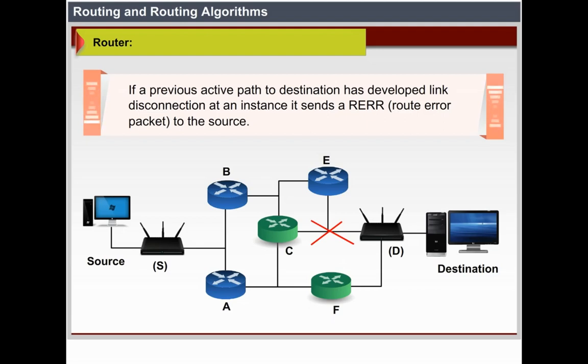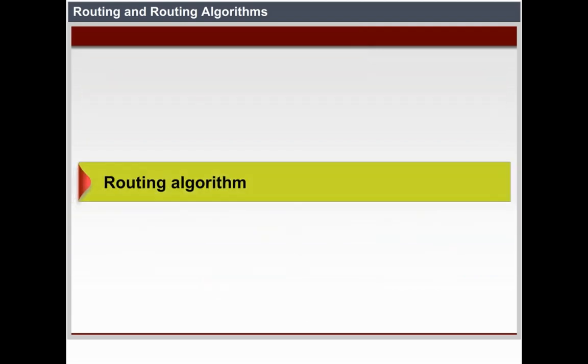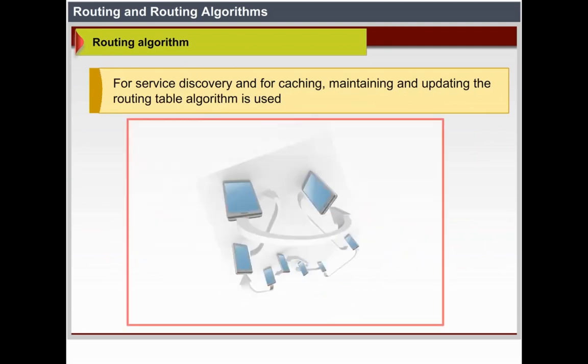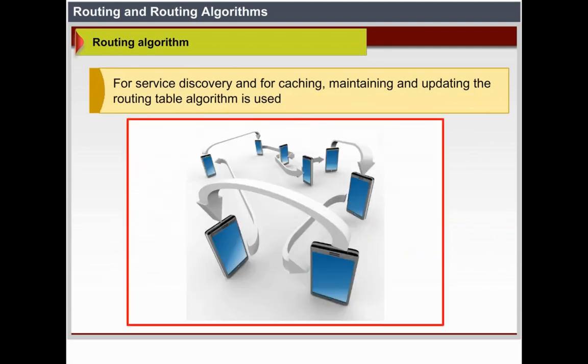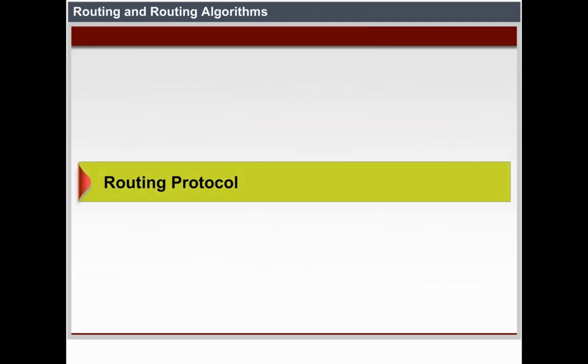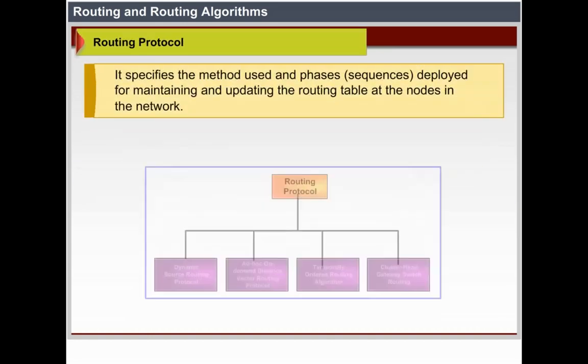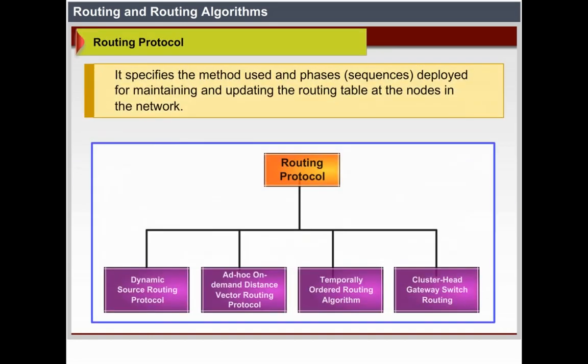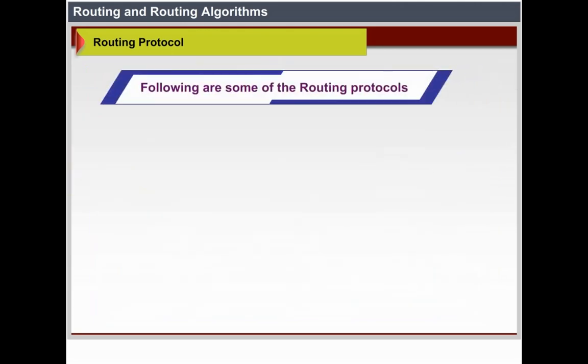Routing algorithm. Algorithm used for service discovery and for caching, maintaining and updating the routing table. Ad hoc networks are deployed for routing, target detection and service discovery. A routing protocol specifies the method used and phase sequences deployed for maintaining and updating the routing table at the nodes in the network. Following are some of the routing protocols.